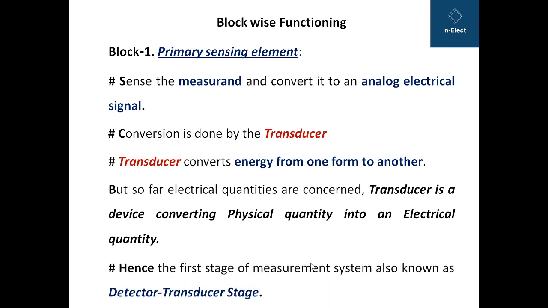Hence, the first stage of the measurement system does two functions. One is it detects the measurand, and the other is it transduces the measurand. Transduce means transform the measurand, or the quantity to be measured, into another form. That's why it's called the detector transducer stage.